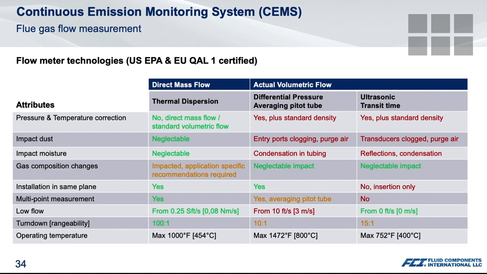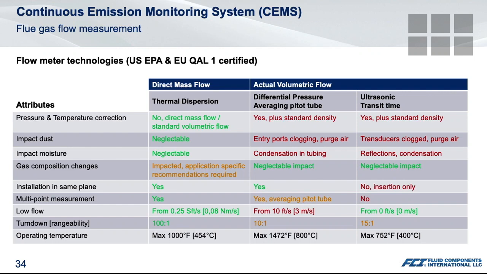For differential pressure averaging pitot tubes, there are the entry ports which can be clogged by dust and require regular purging with air, and it's not an assurance that the ports always get cleaned, so retraction of the pitot tube may be required. The ultrasonics also can be clogged by the dust inside a flue gas measurement. Moisture has an impact on the tubing from the pitot tube to the transmitters, as condensation may occur, resulting in different pressure readings.